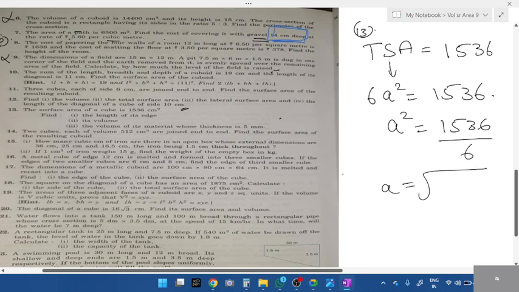Once you find the value of a, what have they asked us to find, students? See, length of the edge is a. Once you find a, what do you need to find next? What is the formula for volume? a cube. Then the volume of its material. The third part I'll teach you all. First complete this.